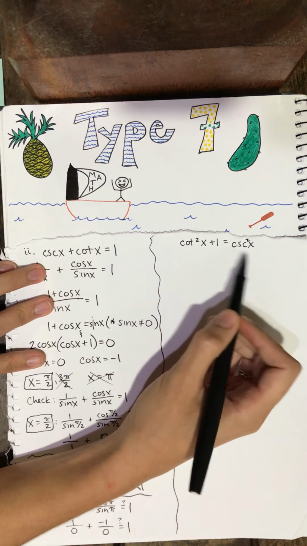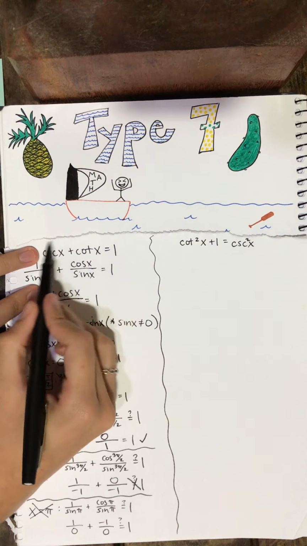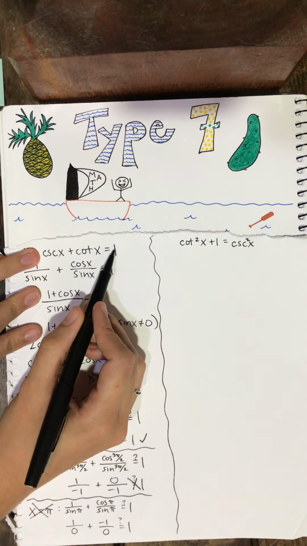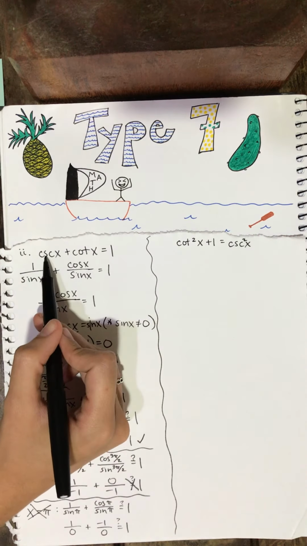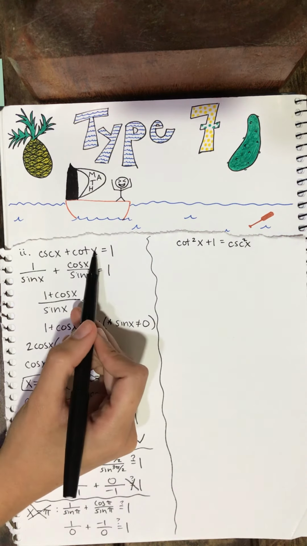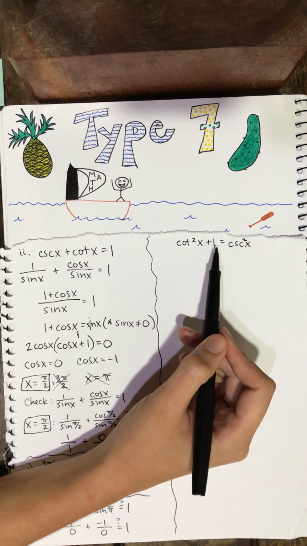So I'm going to use this identity. I'm not going to change it to this and combine like terms. I'm going to use this, and I'm going to square both sides to make it have squared terms, right? Because right now it's cosecant to the first, cotangent to the first, and I need it to be squared to be able to use this identity. So I need to square both sides.